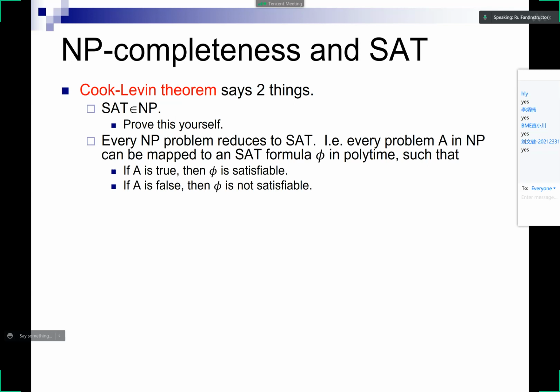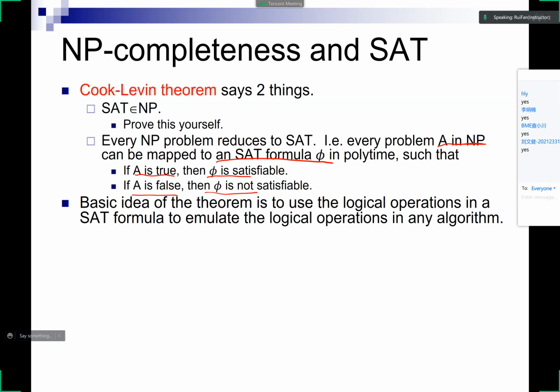In other words, any NP problem A can somehow be mapped to a SAT formula phi, and you can do this mapping in polynomial time, such that if A is true, then phi is satisfiable, and if A is false, then phi is not a satisfiable formula. So that's the second part. Because in order for a problem to be NP complete, we need all NP problems to reduce to it. So we need all NP problems to reduce to SAT in order to show that SAT is NP complete.